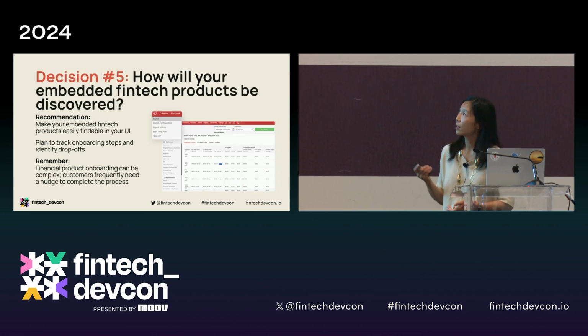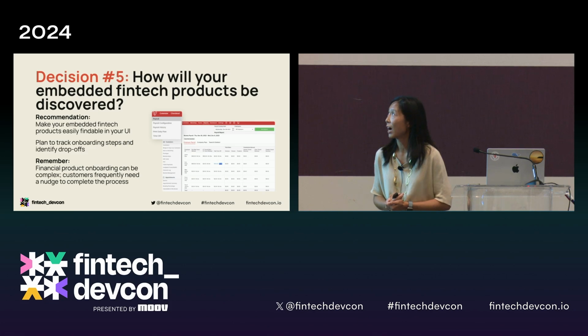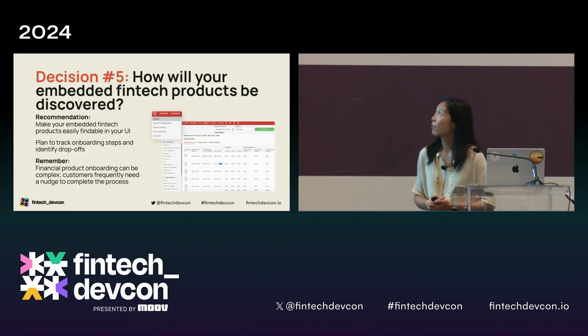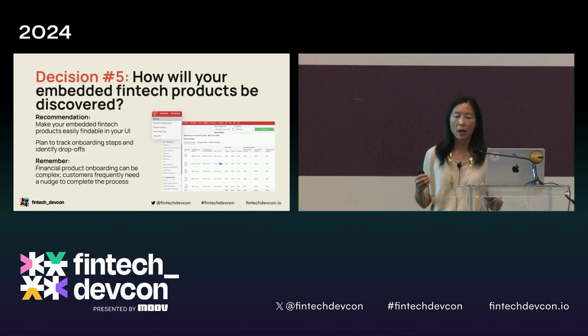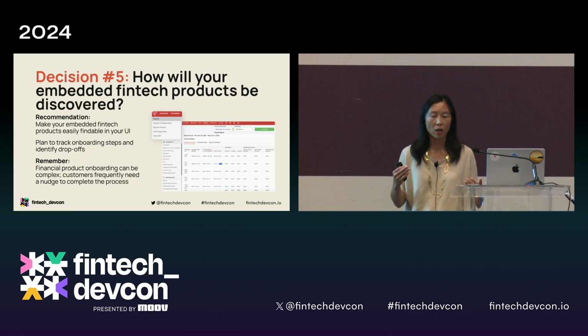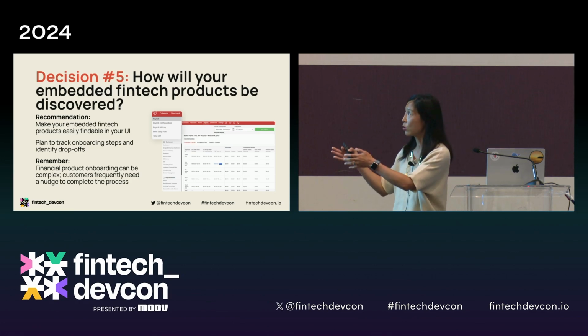All right, and that leads me to decision number 5. So how will your embedded fintech products be discovered? Finally, you have to decide how will your users discover your embedded fintech product offering, and how will they navigate those products to get to this new application that you have?